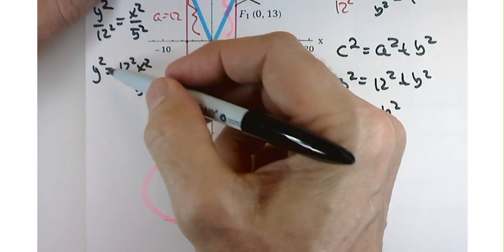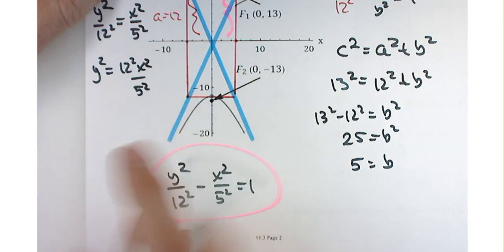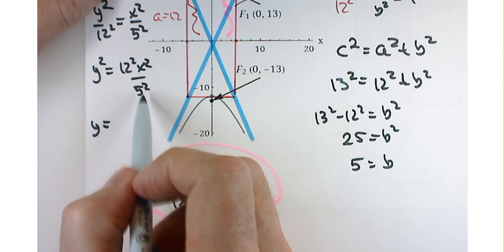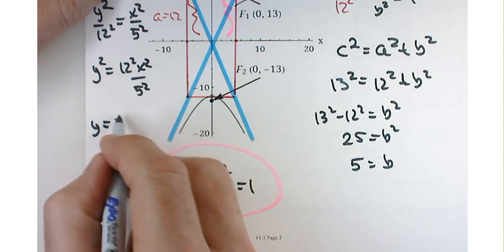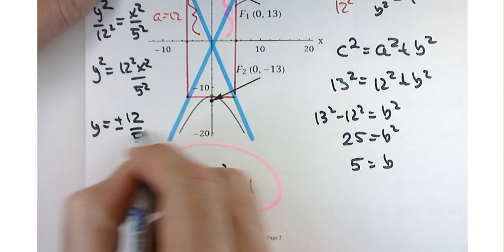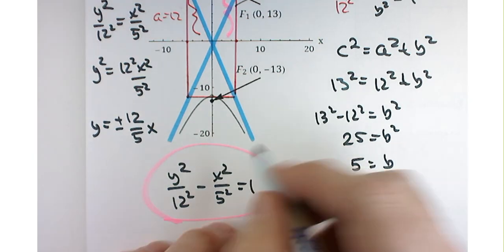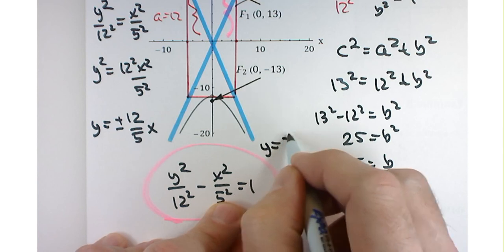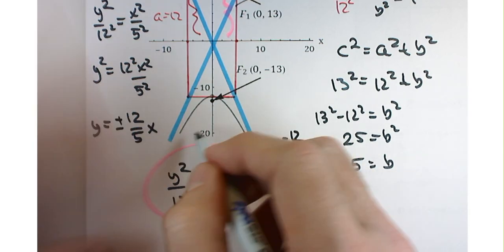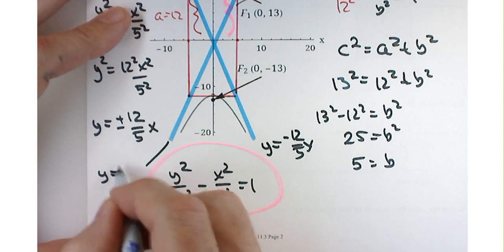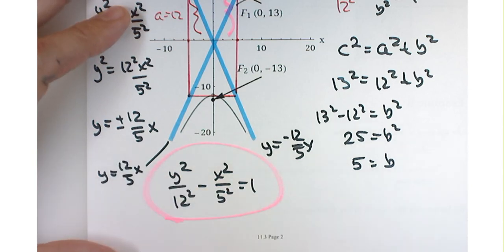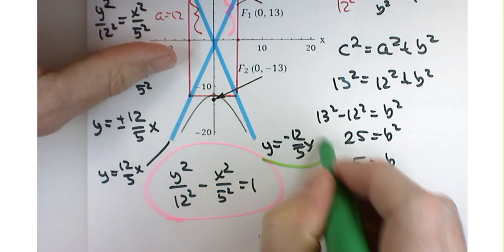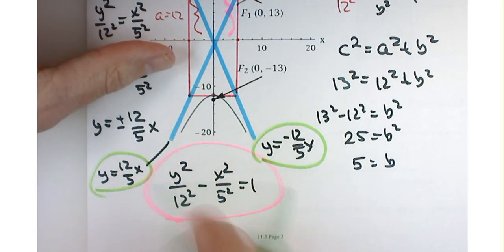And now you need to solve for y. What would you do to solve for y? Take the square root. Now, all of these are perfect squares, right? You're going to end up with plus or minus 12 over 5 times x. And that's the equation of each of these. Y equals minus 12 over 5x, and this one would be y equals positive 12 over 5x. So there would be your asymptotes, or the equation for your asymptotes in each of these.